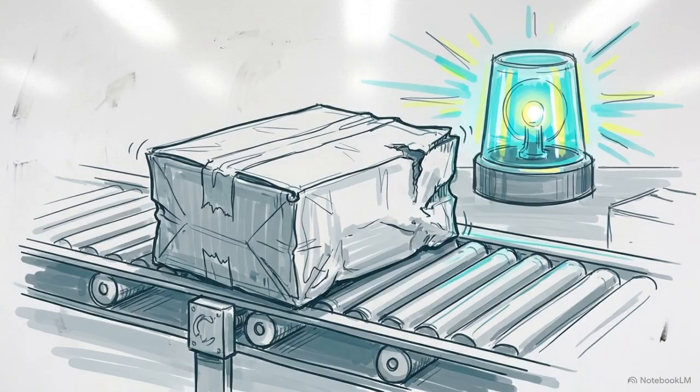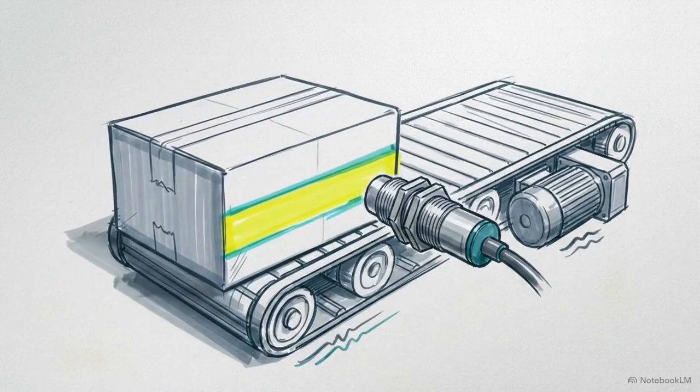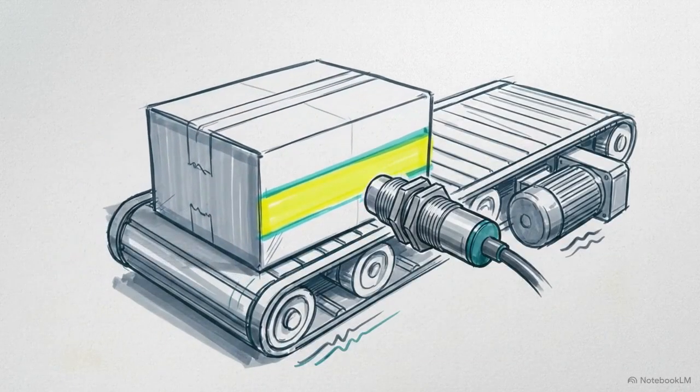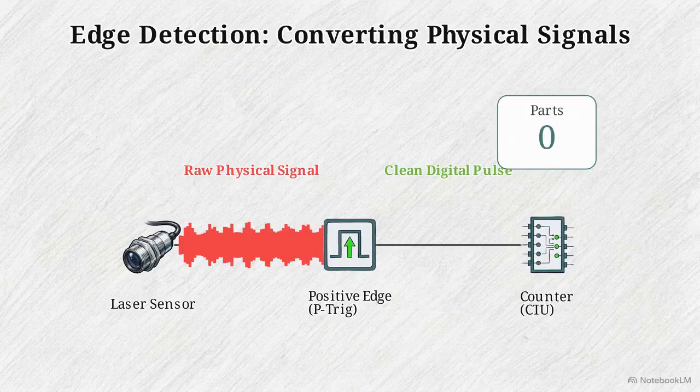At this point, we have a major physical failure point to address. If a package stops and rests directly in front of the sensor, the PLC will read a continuous signal and trigger erratic false counts. We fix this by inserting a positive edge scan instruction directly before the counter's input. As you can see, this instruction chops a long, continuous sensor signal wave into a single momentary digital pulse. By utilizing edge detection, we convert a messy, unpredictable physical signal into a precise digital trigger, guaranteeing exactly one count per physical object.